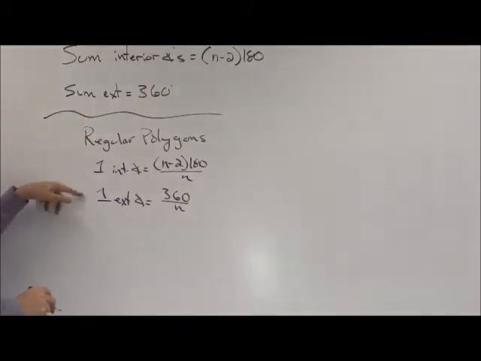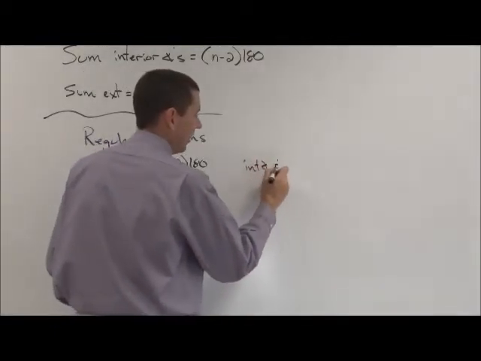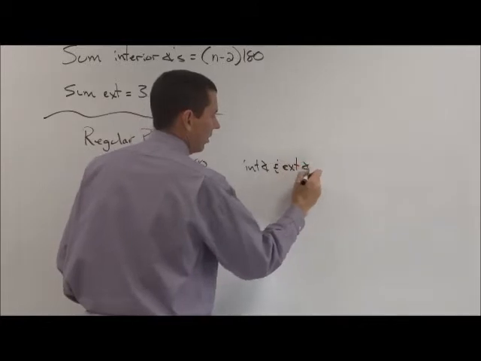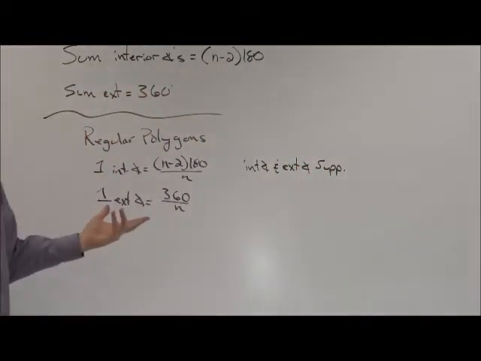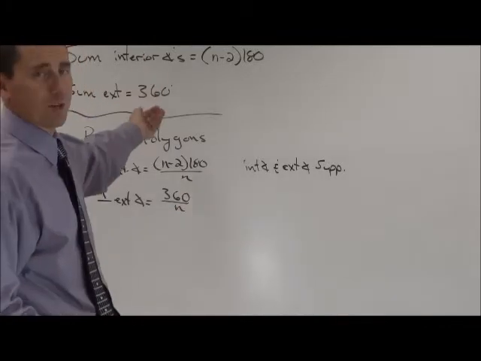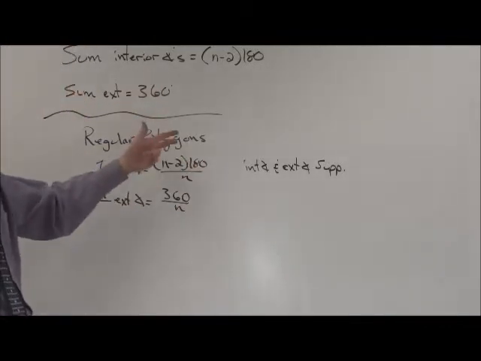Knowing that, what's the relationship between an interior angle and an exterior angle? They're supplementary, right? Interior angle and exterior angle are supplementary, meaning they add up to 180. So if I have a little chart, we looked at these charts where they gave me the number of sides, find the interior and exterior. They gave me the interior angle, find the other two.